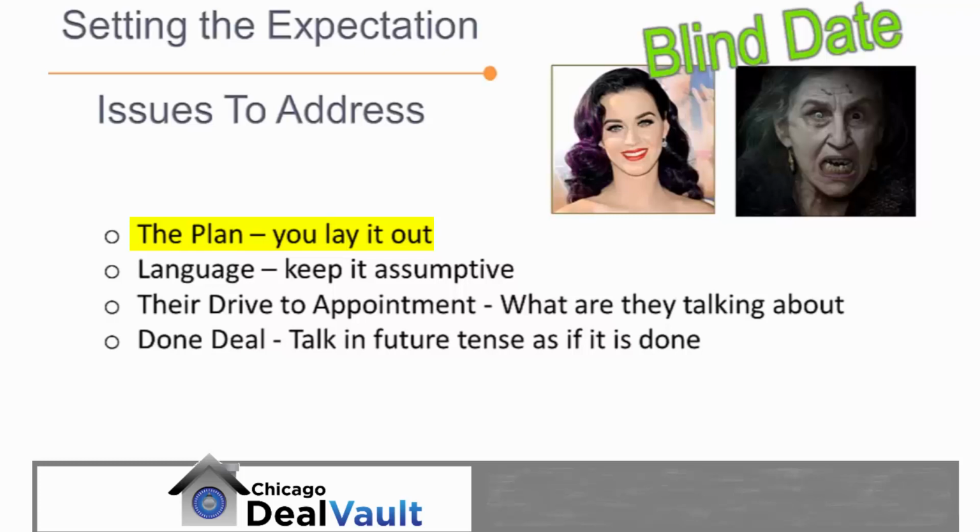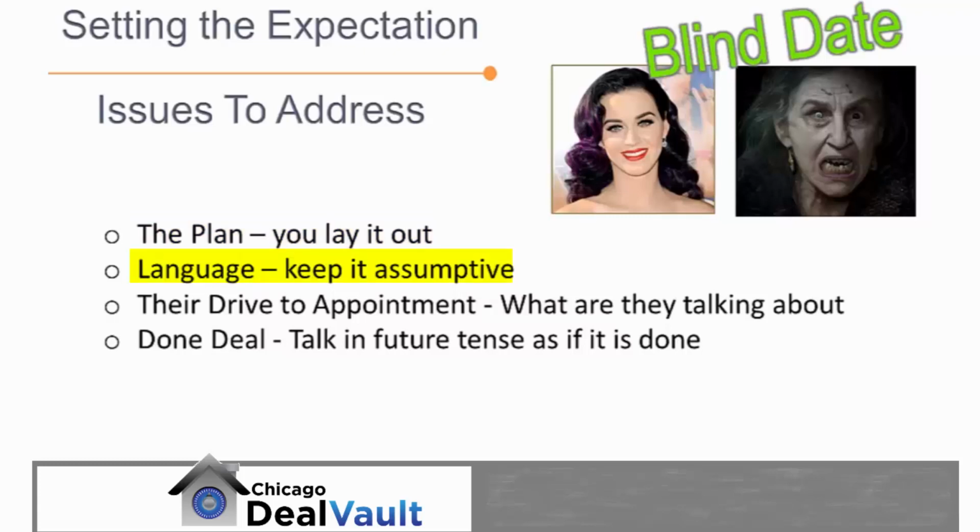You need to tell them, when you show up, this is what we're going to do. We're going to walk around the house. We're going to take some pictures. Then we're going to sit down and have a conversation. We'll go through some of the documents. And we're going to make sure that everything is as we've discussed. So you want to lay it out for them so that they're emotionally prepared. And this is also going to help to ease some of their anxiety.